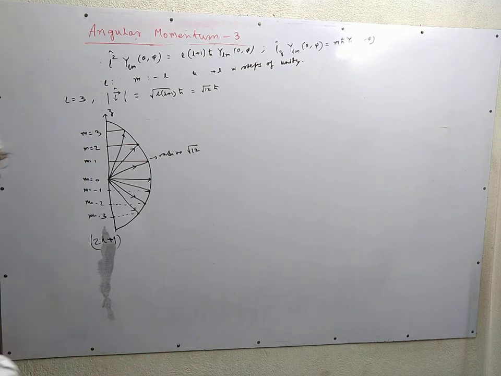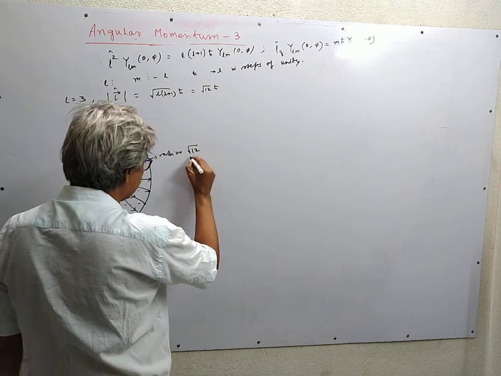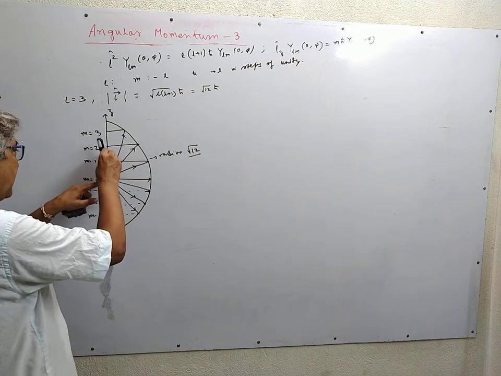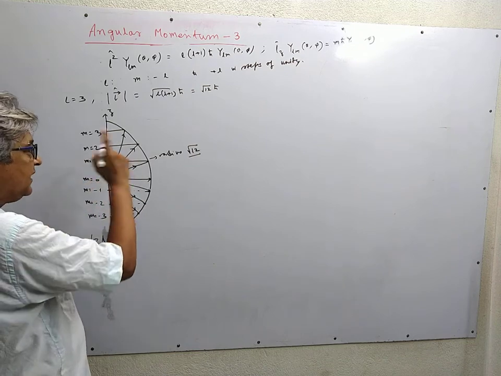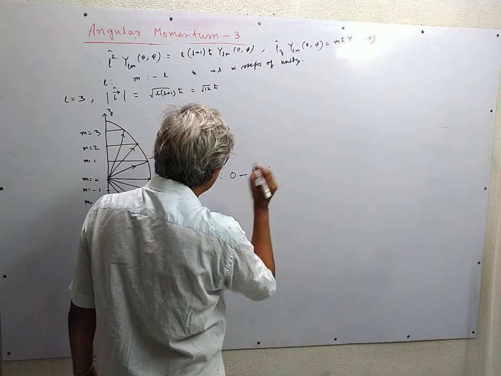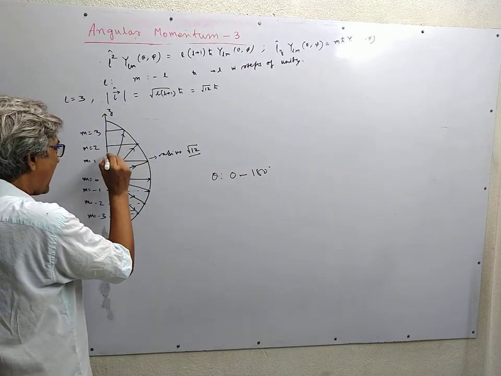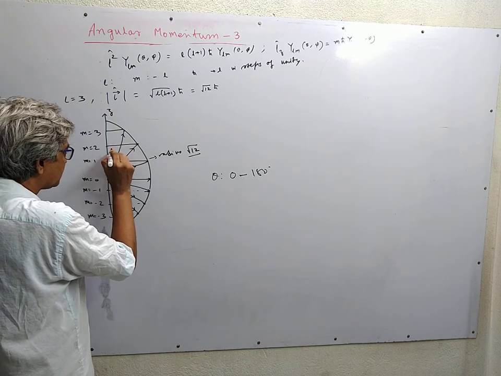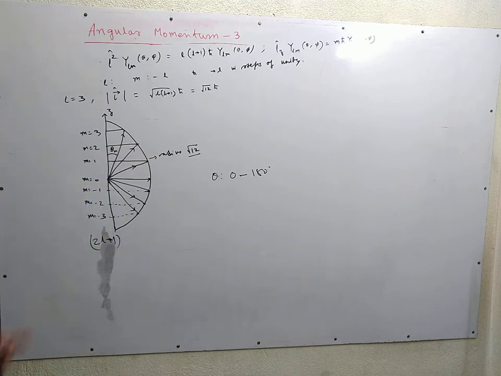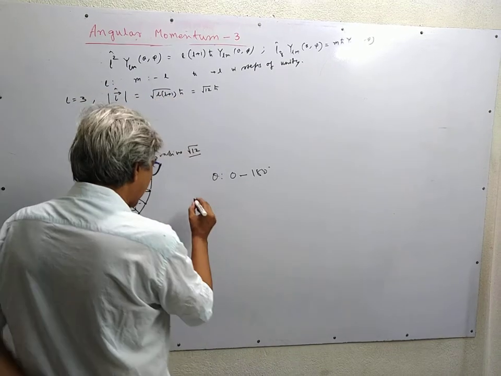It is in contrary to the classical concept. In classical concept, if we consider an angular momentum with a definite magnitude, as in this case root 12 h cross, then this angular momentum can be oriented in any direction in space, that is, any value of theta between 0 to 180 degrees is accessible. But according to the quantum theory, not all values are accessible. Only a few values are accessible, and these values are given by this.